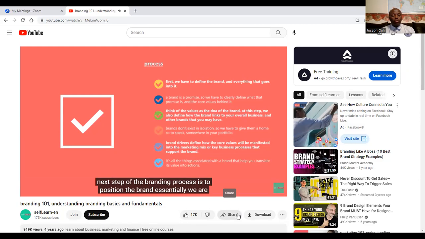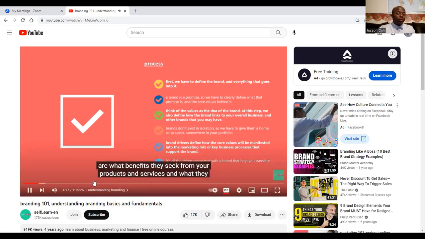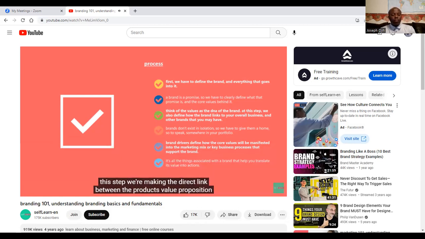The next step of the branding process is to position the brand. Essentially, we are shaping how customers think about the brand. We identify who those customers are, what benefits they seek from your products and services, and what they currently believe about those products and services versus the competition. At this step, we're making the direct link between the product's value proposition and the brand promise.